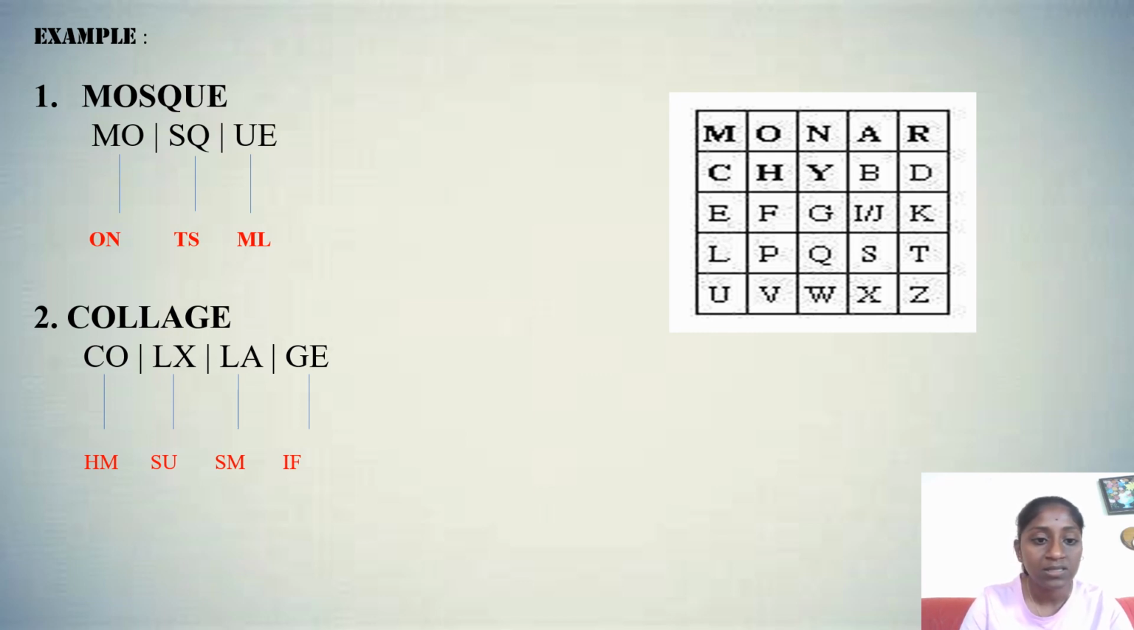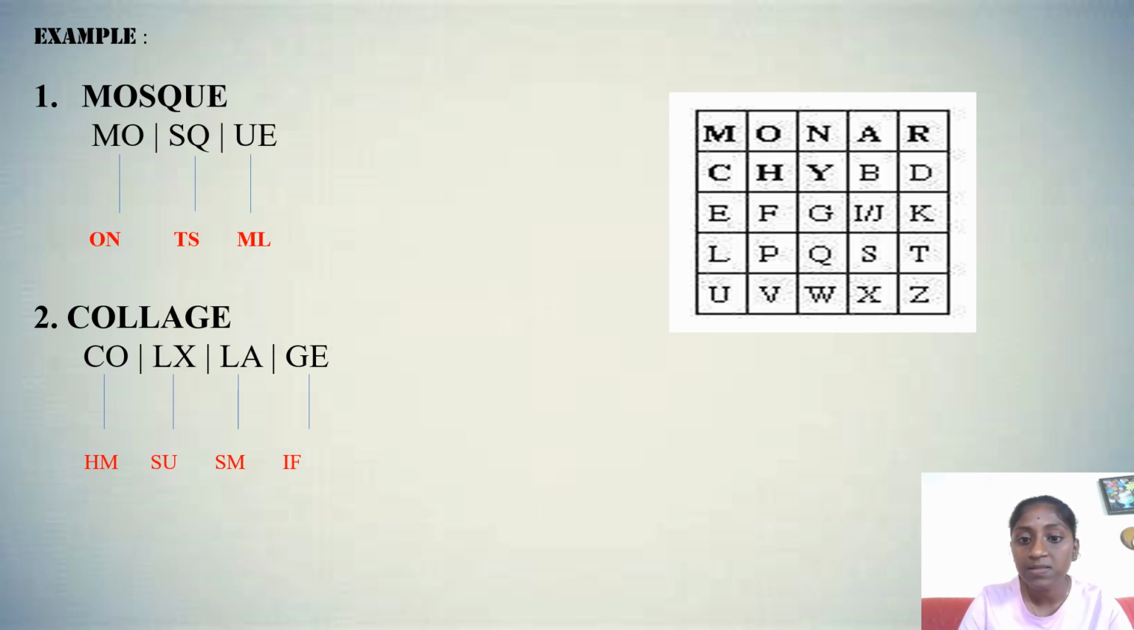Next example is collage. Now let's divide into two letters. CO separately, LL. Here we have repeating letters. Thereby after L we have to place an X, so that the letters will not be repeated. And then LA, and then GE. C and O. Here we should make a rectangle. Thereby O is replaced with M, and similarly C is replaced with H.